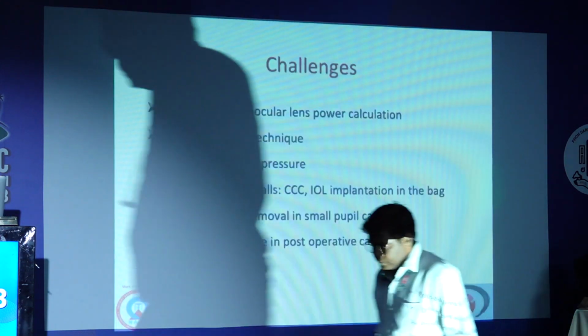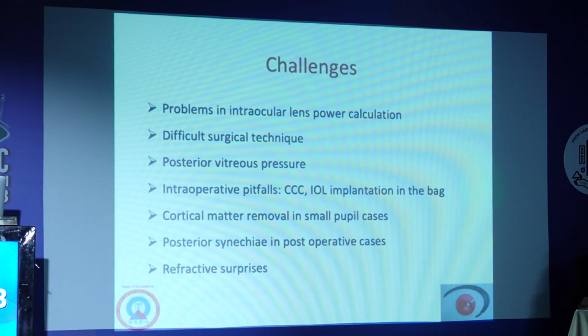And if you talk about the challenges, the problem in intraocular lens power calculation is the main issue, because most of the time the corneas are scarred, you don't get a correct keratometry reading, so you're not sure whether the IOL power is correct or not. So in many cases, we take the help of the other eye. If the cornea is clear in the other eye, take the K reading from that eye and the axial length of this eye, and then do the IOL power calculation.